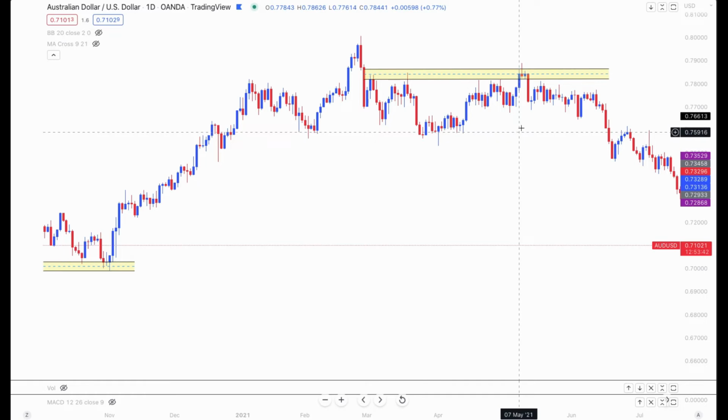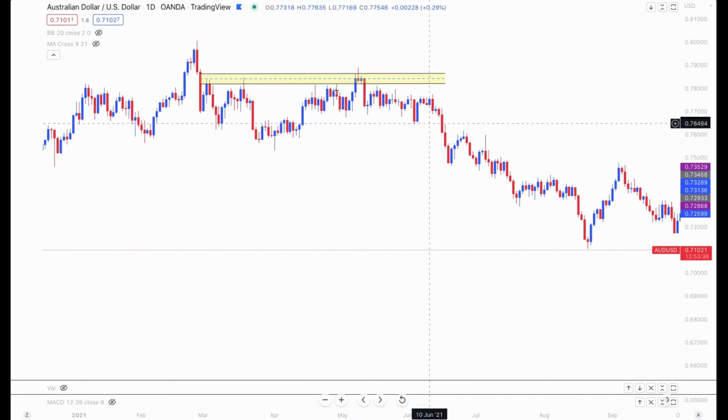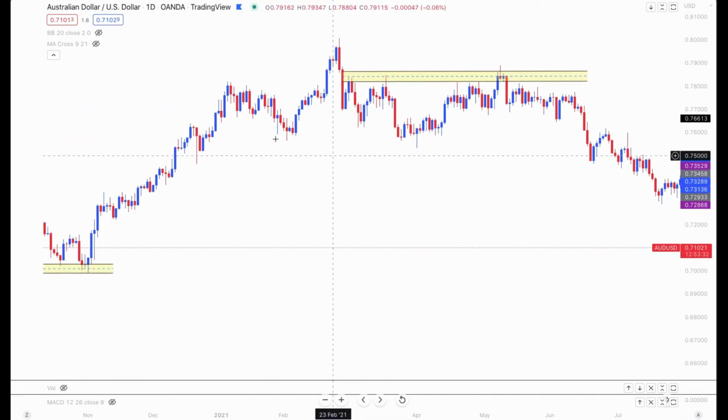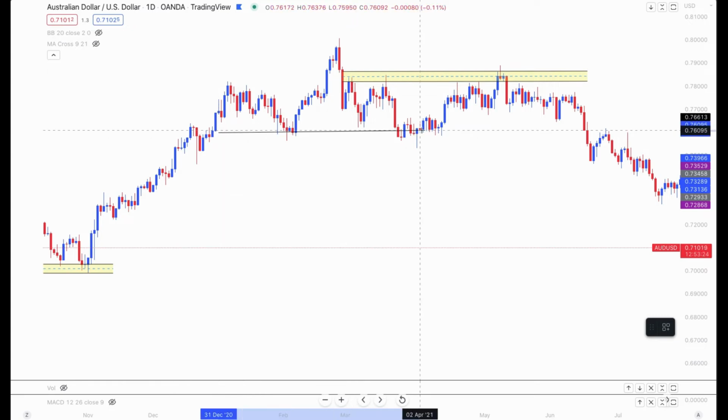Remember, this is the daily chart. These zones are respected big time. This is an area of resistance. We have support right here as well. So remember, we look for areas on the chart that are sort of lining up. That is how we find our levels.